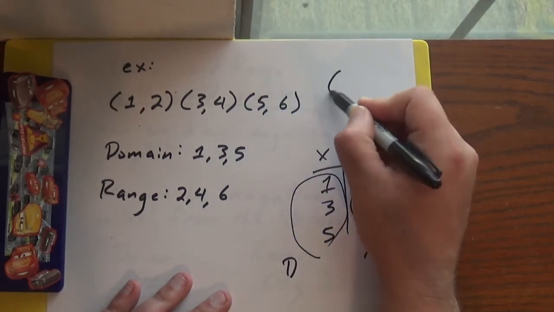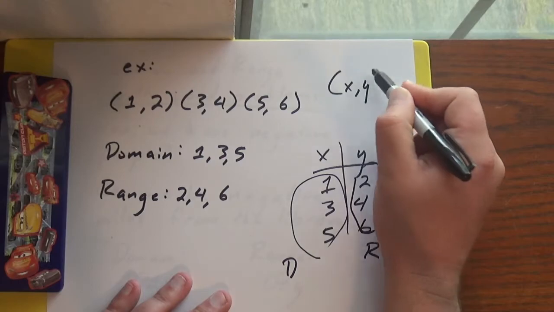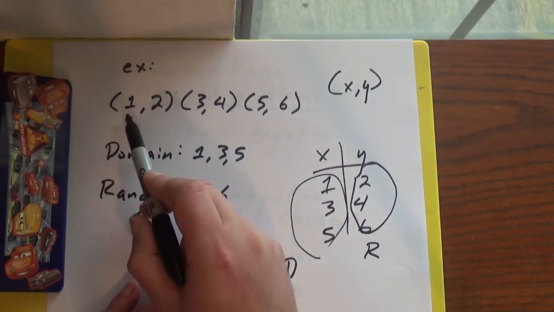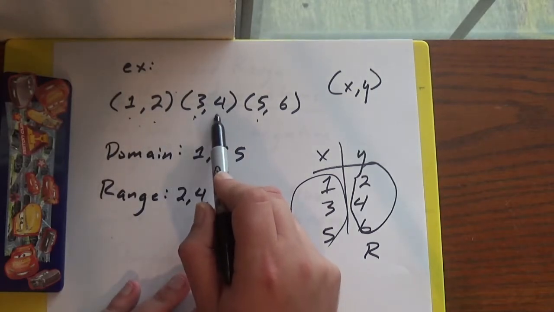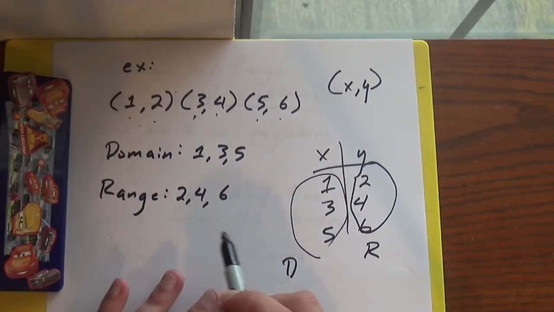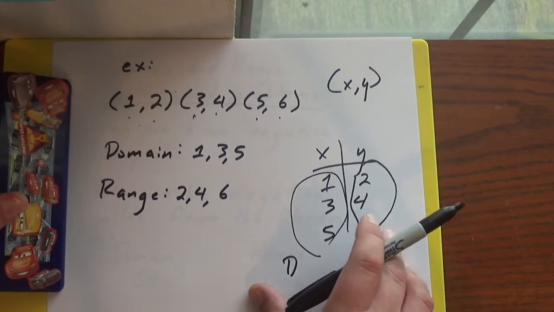And remember, with your coordinates, the first one is x, the second one is y. So your domain is this one, and this one. And your range is this one, and this one. That's not too hard.